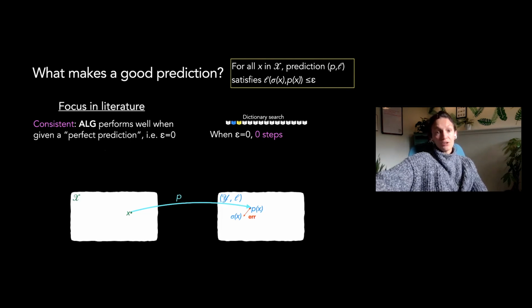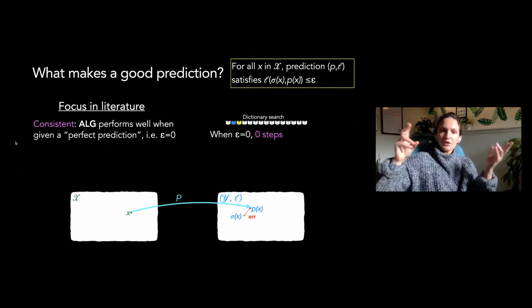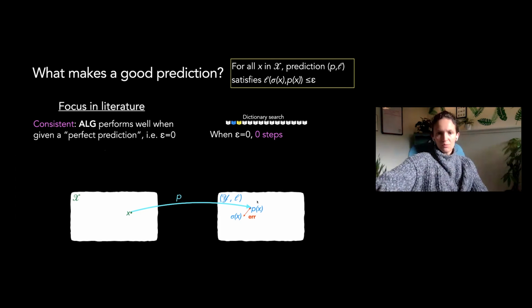Okay, so in the literature, there's been primarily 3 points that have been focused on. The first is consistency. So consistency means that the algorithm has to perform well when you're given that perfect prediction. So when P of X is equal to sigma of X, then you want to be very happy with your algorithm guarantees.